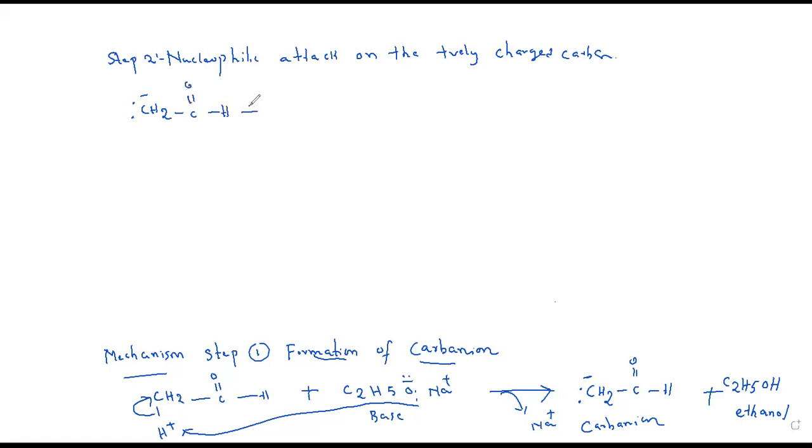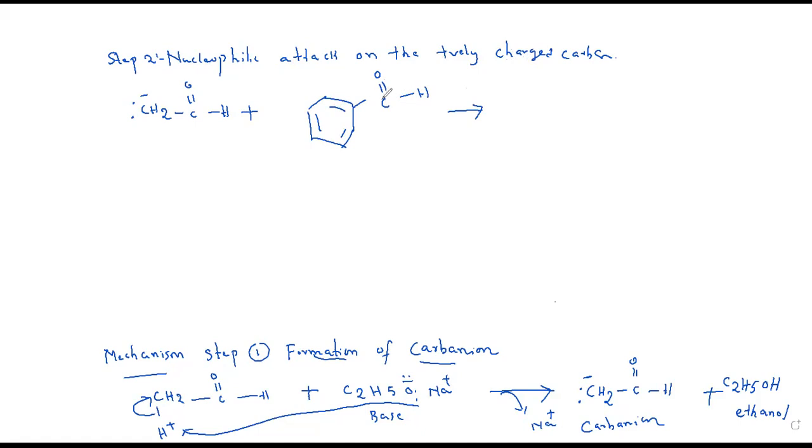Already one aldehyde with alpha hydrogens I have utilized in step number 1. In step number 2, I am going to utilize another carbonyl compound without alpha hydrogens, that is nothing but your benzaldehyde. Now, step number 2 is nucleophilic attack on the positively charged carbon. So first we need to generate a carbocation. How can we generate a carbocation?